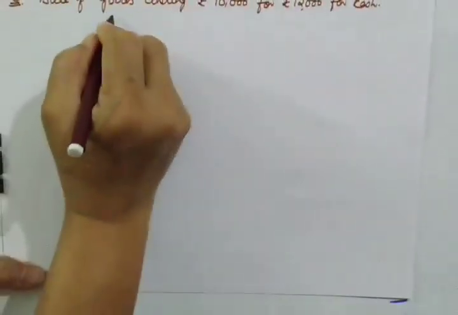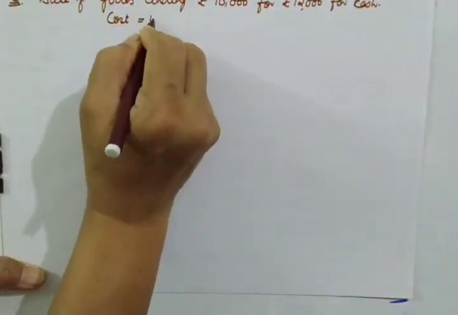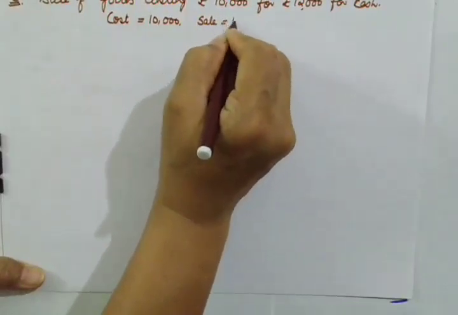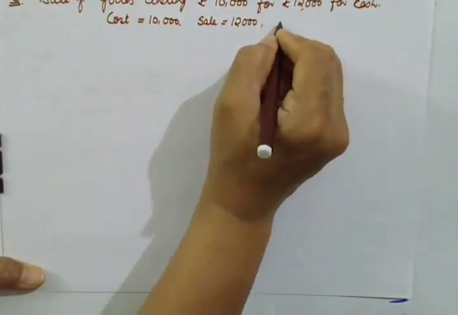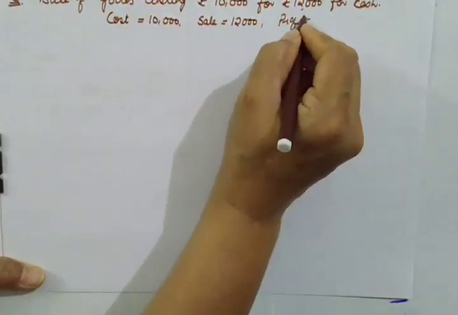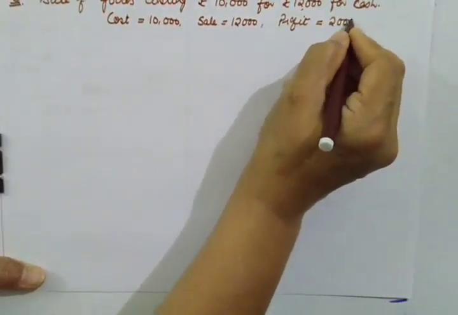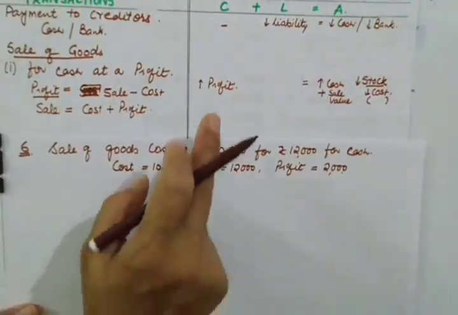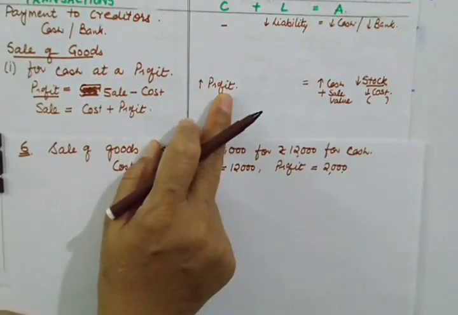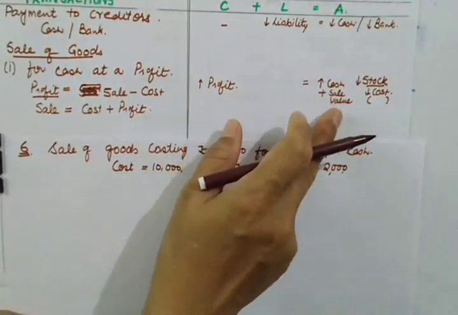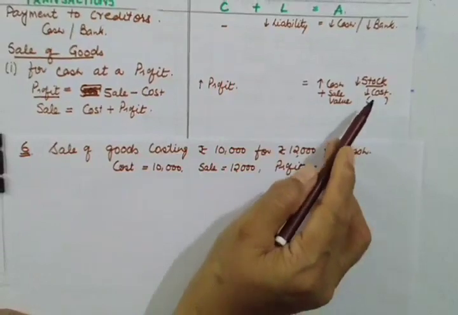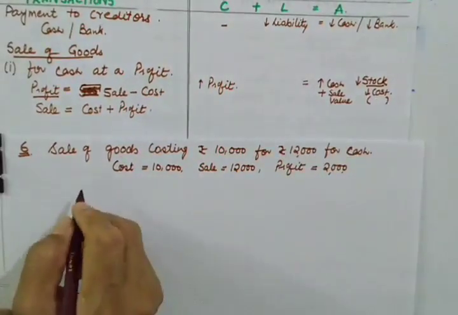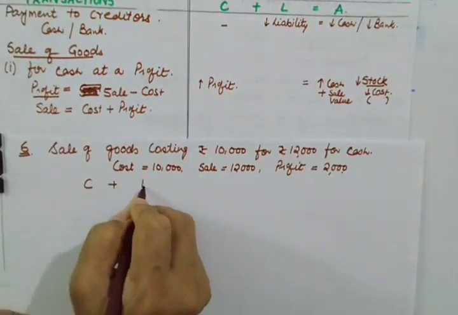So what is your cost price? Your cost price is 10,000, while your sale price is how much? It is 12,000. So you are earning a profit of how much? There is a profit of 2,000. So as per this particular transaction, profit will be added in capital, your cash will increase by the sale value, and your stock will reduce with the cost price.